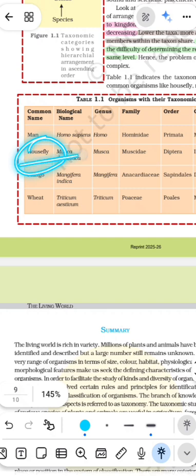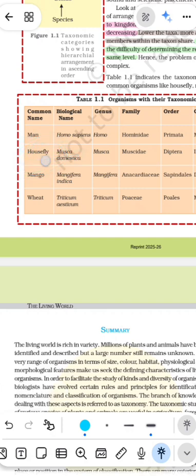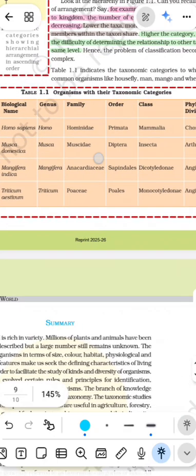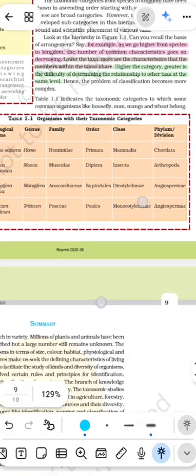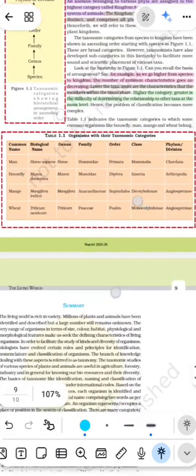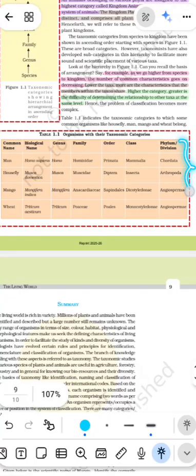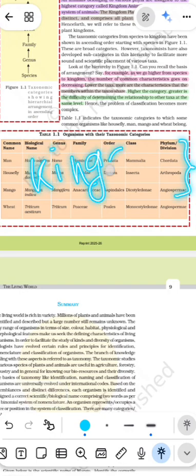Now housefly. Housefly is Musca domestica. Musca is the genus. Muscidae is the family. Diptera is the order. Insecta is the class. Arthropoda is the division or phylum. And these two go for kingdom Animalia.